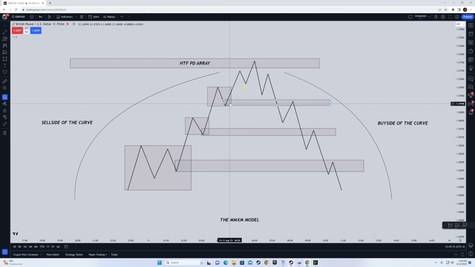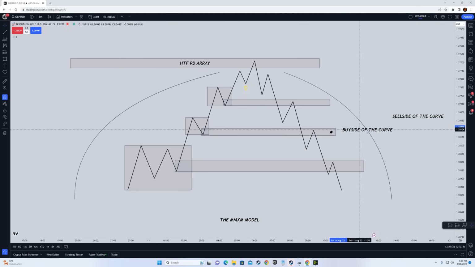Then we utilize the mitigation blocks to get our entry. So this here could be your entry from the fair value gap or an order block in the premium, right? And then once you have price break these mitigation blocks, which are going to be the old bullish order blocks in the buy side of the curve, right? So this is written sell side, don't be confused. This is buy side. So let me do this right there, as you can see.